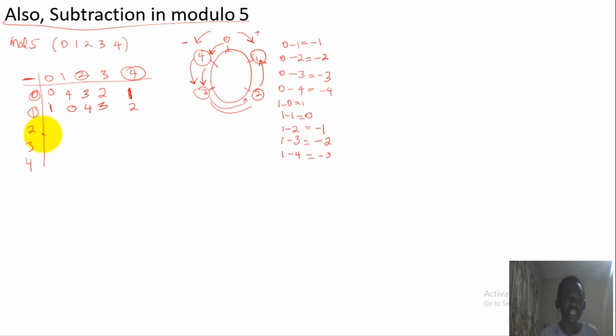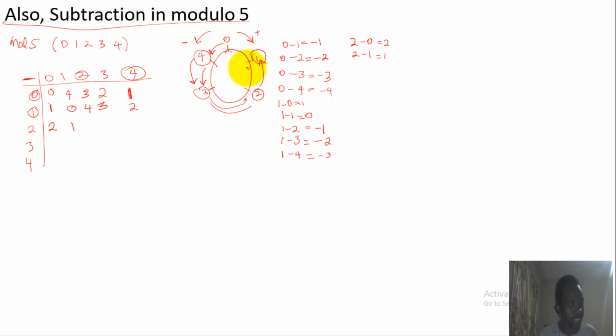Then you do the second one, 2 minus 0. If you have 2 minus 0, I'm going to have 2. It's going to move in a clockwise direction 2 times, and that will give me 2. Then 2 minus 1. If I have 2 minus 1, automatically I'm going to have 1. It's going to move 1 time, and that will give me 1.